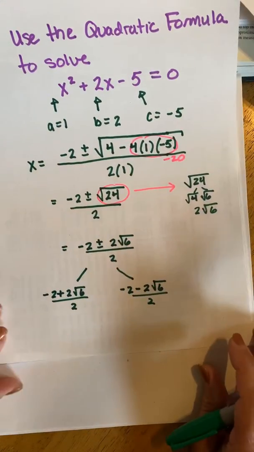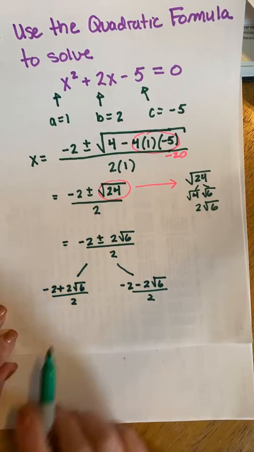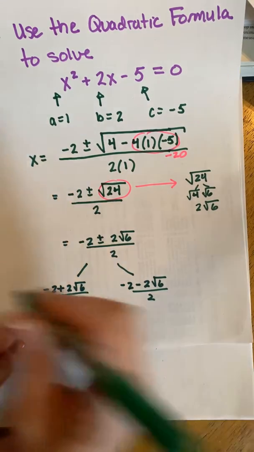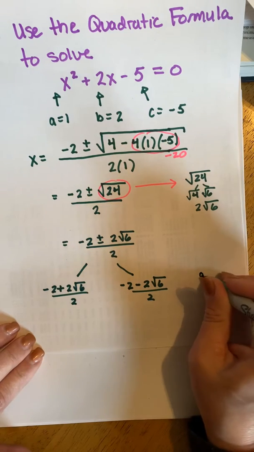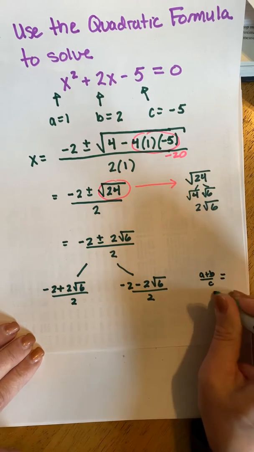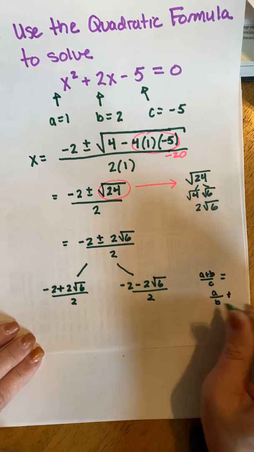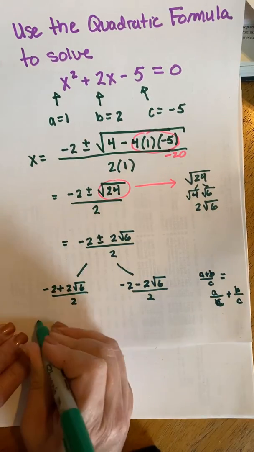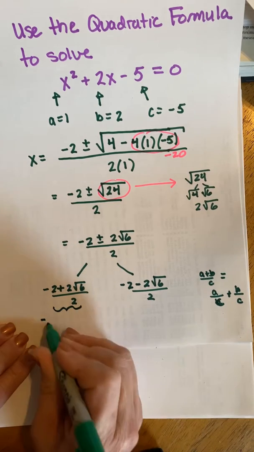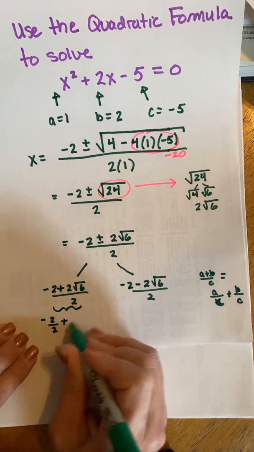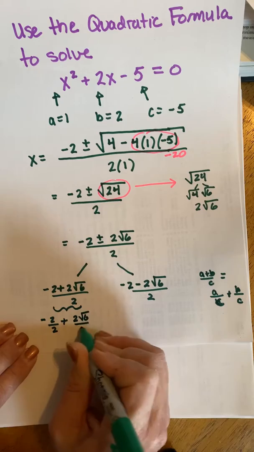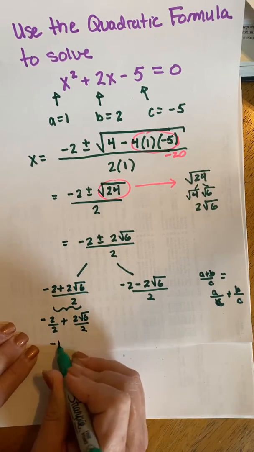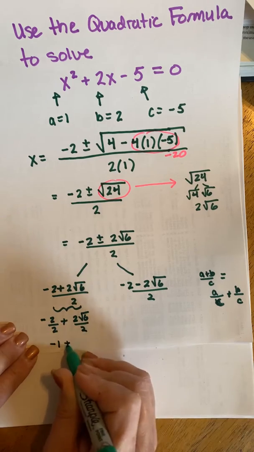Alex would not accept this as a final answer because the numerator and the denominator all have a common factor of 2. I find it easiest to split this up, keeping in mind our little algebraic property: A plus B over C can be written as A over C plus B over C. So I'm going to rewrite this one as negative 2 over 2 plus 2 square root of 6 over 2. And then I simplify. Negative 2 over 2 is negative 1. 2 square root of 6 over 2 is just square root of 6.